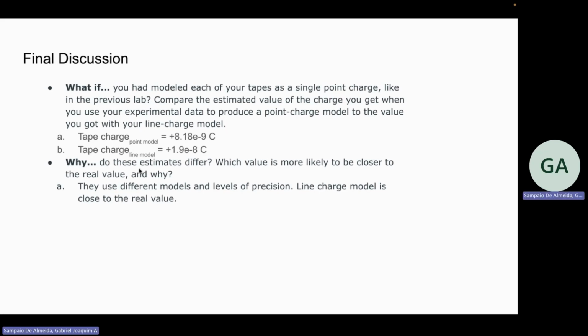A second question was, why do these estimates differ? Which value is more likely to be closer to the real value and why? The values are different because they use different models and levels of precision. For example, the point model assumes the charge is based on one single point. The line model divides the tape into various sections of equal charges and, because it divides into very tiny sections, is likely to be more accurate to a real-life representation. If further precision is needed, the tape can be divided into more and more points.